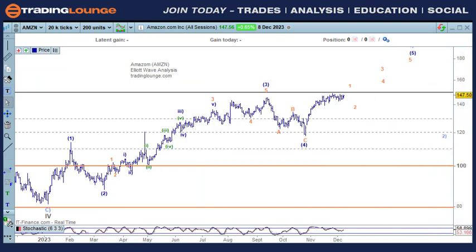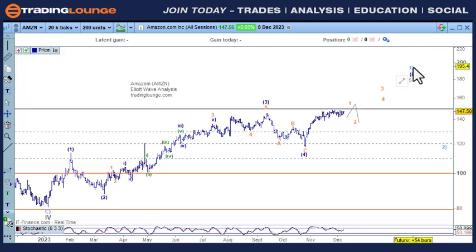And moving on to Amazon here, we'll also be pushing up for a wave 1 in this case, and then a wave 2 and 3, 4, 5 over here. And the bigger picture from the low here is 1 and 2 and 3, 4, 5 up here for wave 1, and then back for wave 2 here.